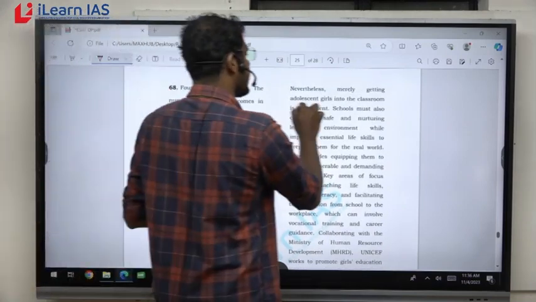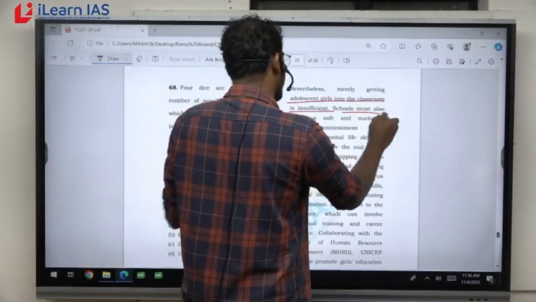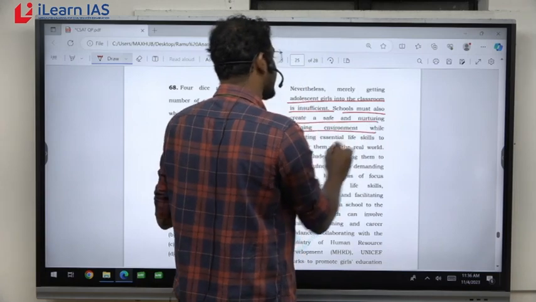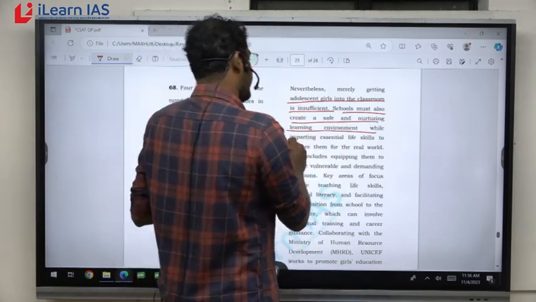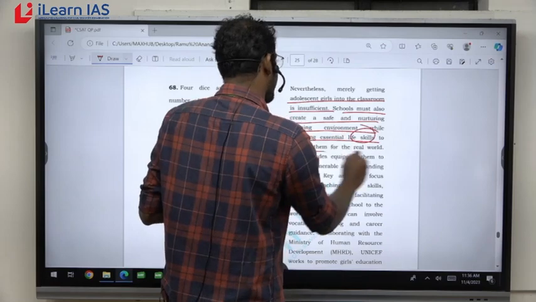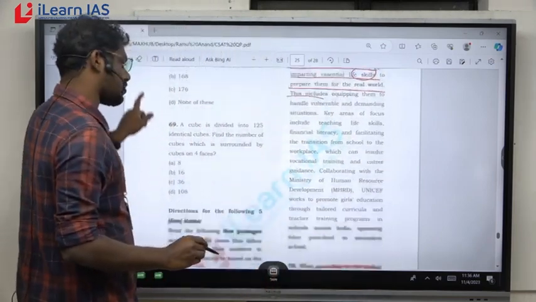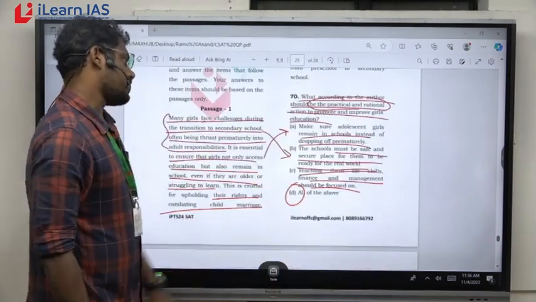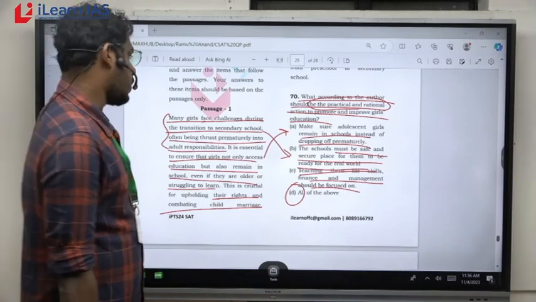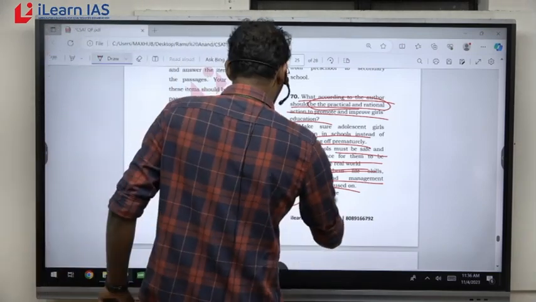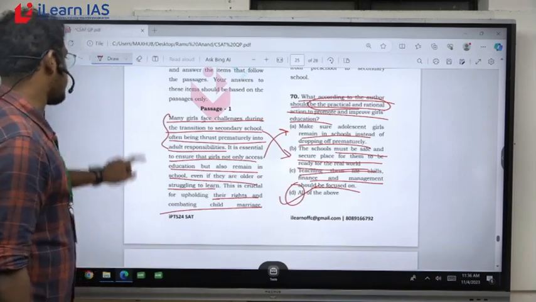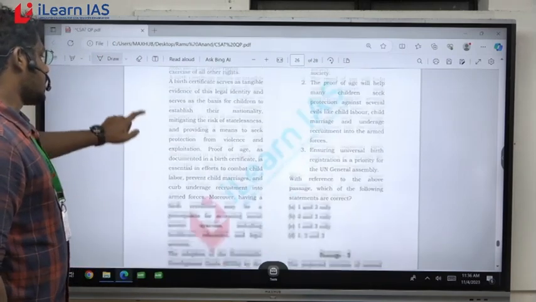Nevertheless, merely getting adolescent girls into the classroom is insufficient. Schools must also create a safe and nurturing learning environment while imparting essential life skills to prepare them for the real world. This links with option what? Teaching them life skills. Option C. Hence, we can say that all of the above, option D, is the correct answer. Moving on to the next question. Question number 71.